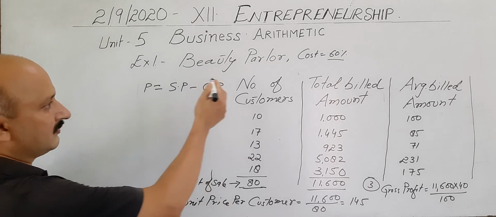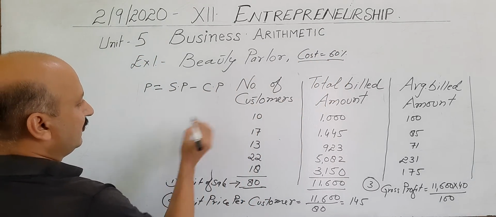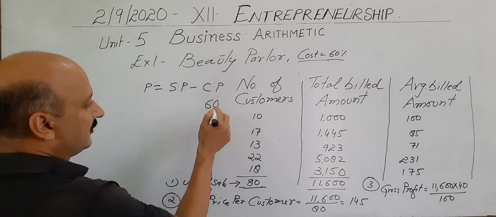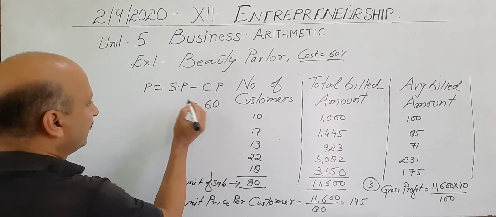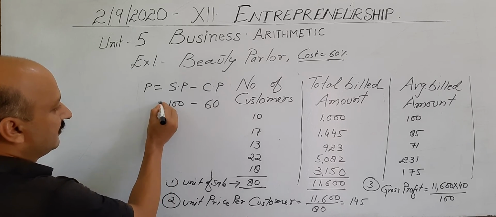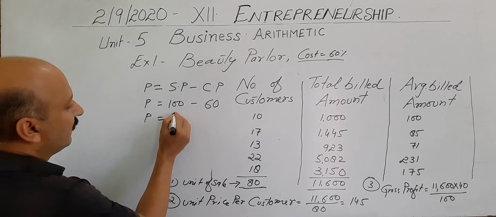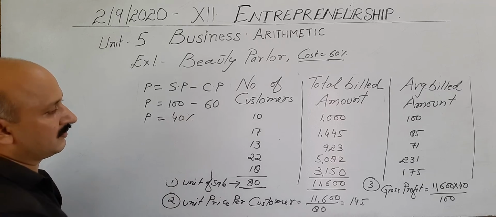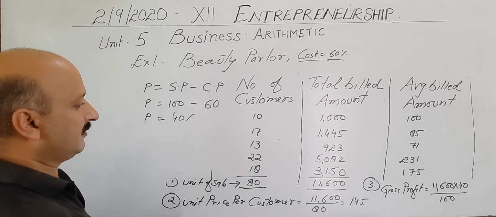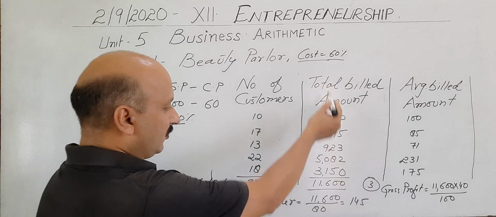In the above case, it is given that cost is 60%. So we put the number here below the CP, 60%. 60% of what? 60% of selling price. It means selling price is 100. Then what will be the profit? Profit will be 40%. And we will calculate the gross profit at 40% of total billed amount.